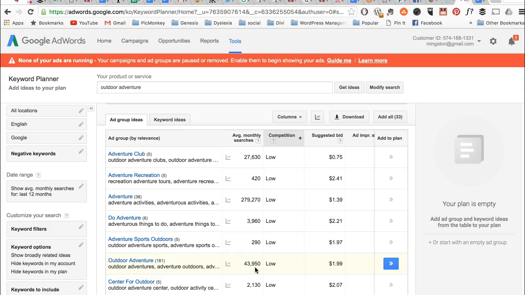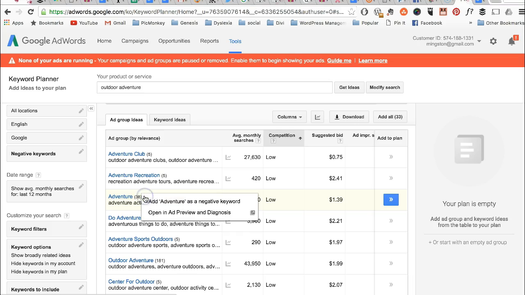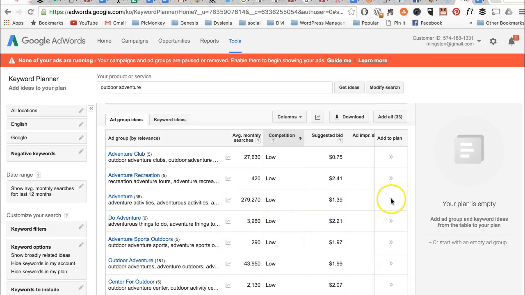So let's get to the break stuff down. I'm going to go for something that has a little bit more likelihood of showing up for me. I like this one here that says adventure by itself because it's got 279,000 monthly searches. So I'm actually going to break that out and open it up and take a look. Okay, so what we're going to do is add adventure to our plan.